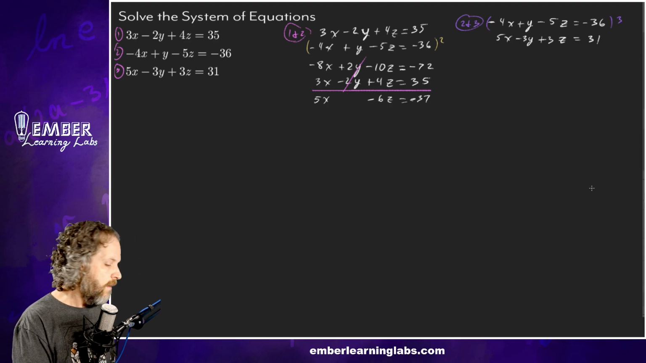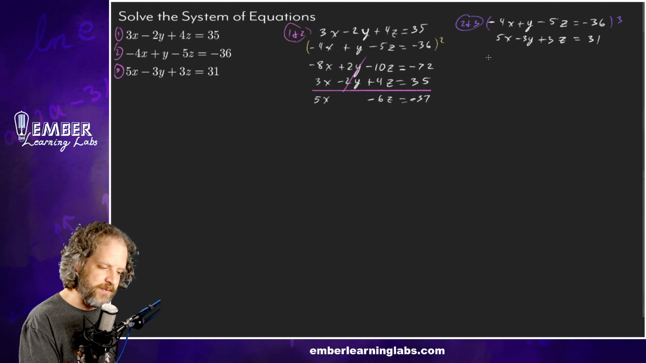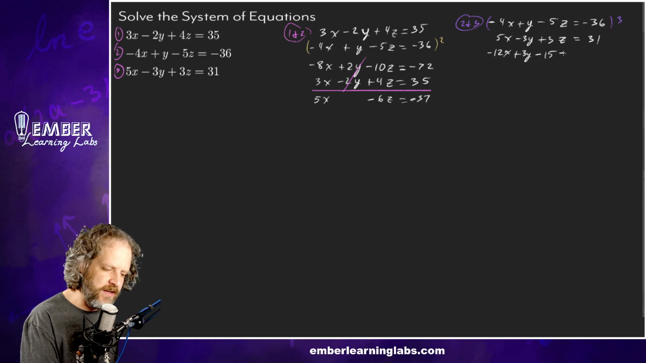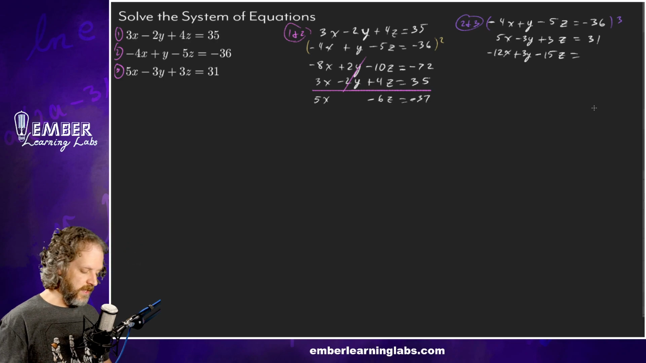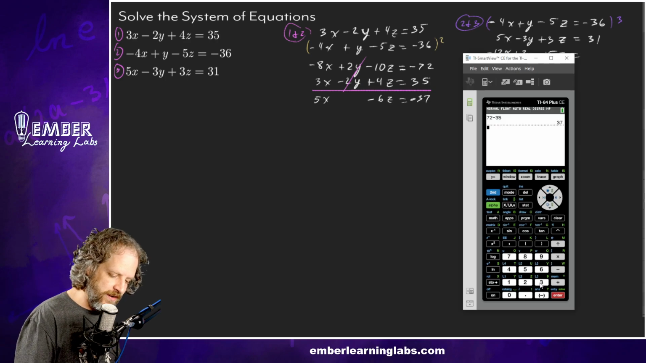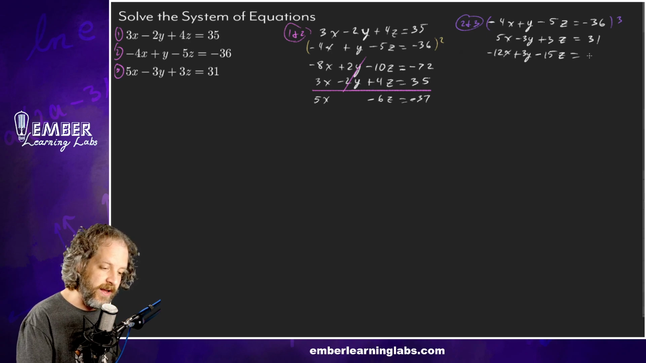Okay, so 3 times negative 4 is negative 12x plus 3y. Negative 5z times 3 is negative 15z equals, I don't know if I can do that in my head, 36 times 3 equals 108.